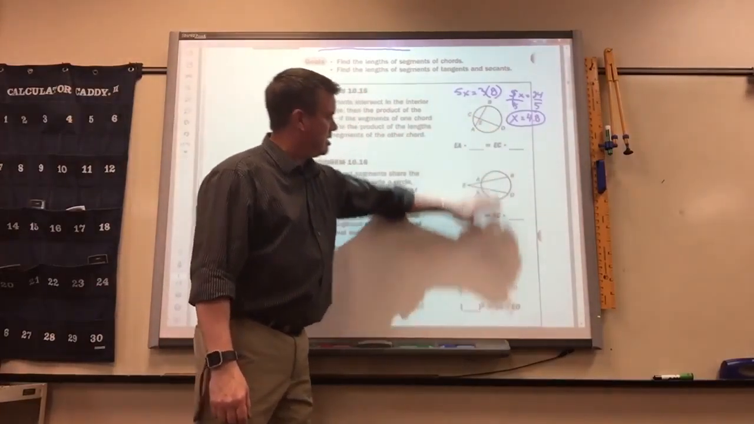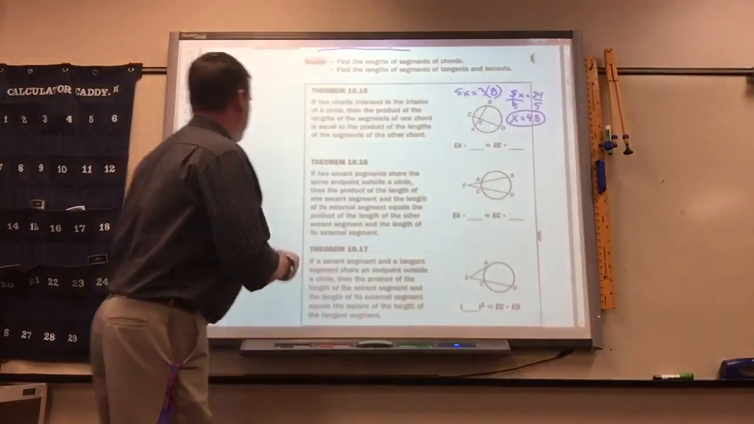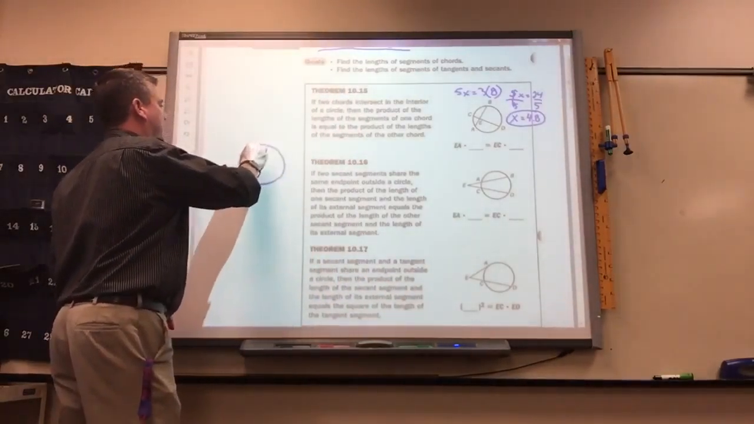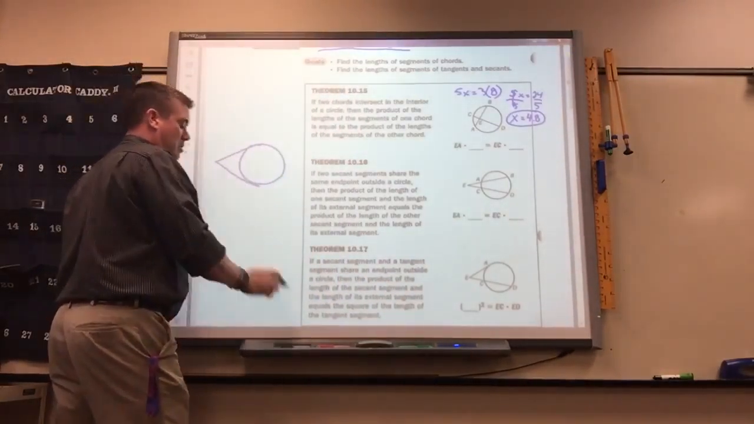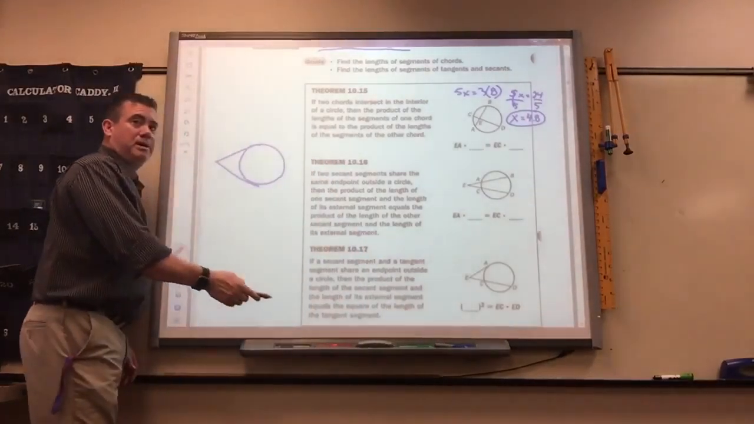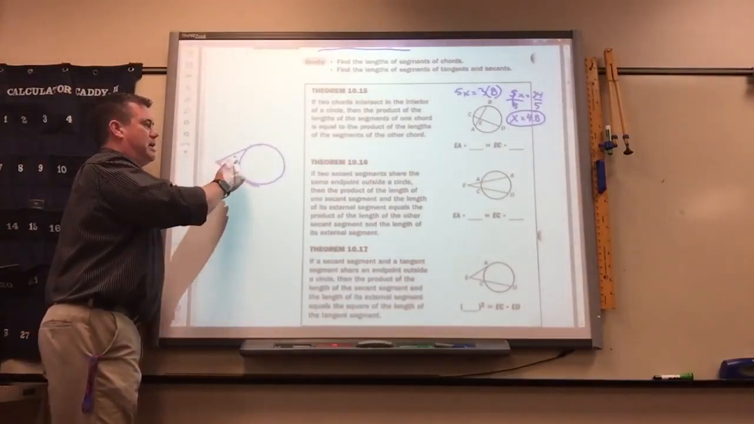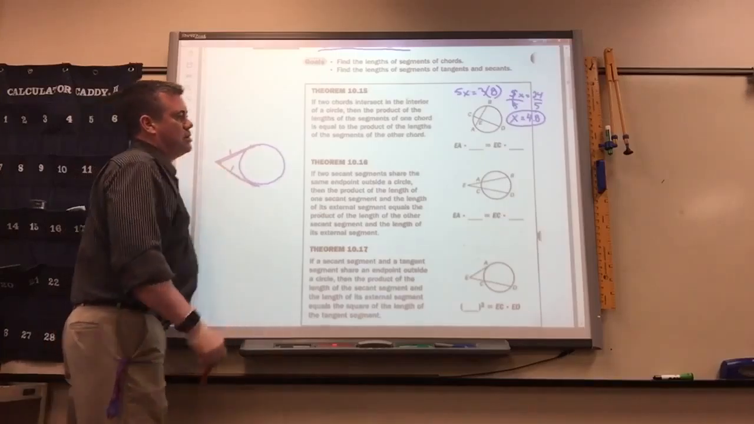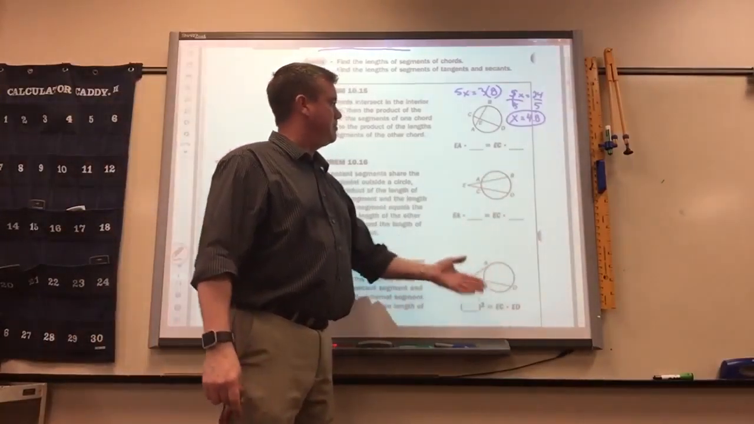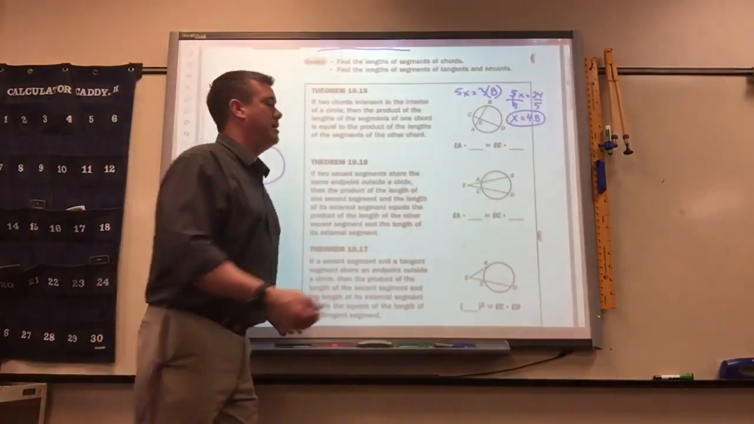Now these are done the same way, and also if they had, well, they wouldn't have two tangents because remember we had problems like this. How does this length compare to that? They're equal. So these will be the only two types, and they're both set up the same way.